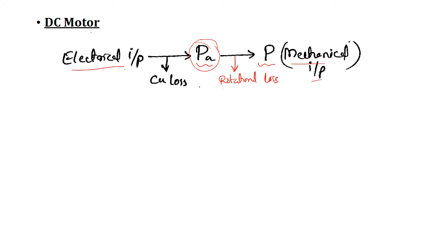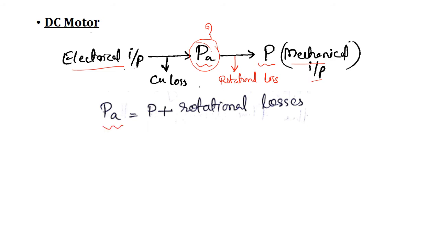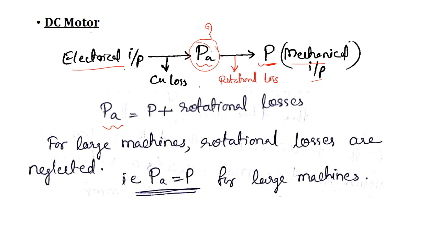So now we have to find the value of PA. How to find the value of PA, that we will discuss. Here from this figure we can see that the power developed in armature PA is equal to output power plus rotational losses. So in the case of large machines, similar to that of DC generator, rotational losses can be neglected. So we can write the value of PA is equal to P for large machines. That is for machines with P greater than 500 kW.